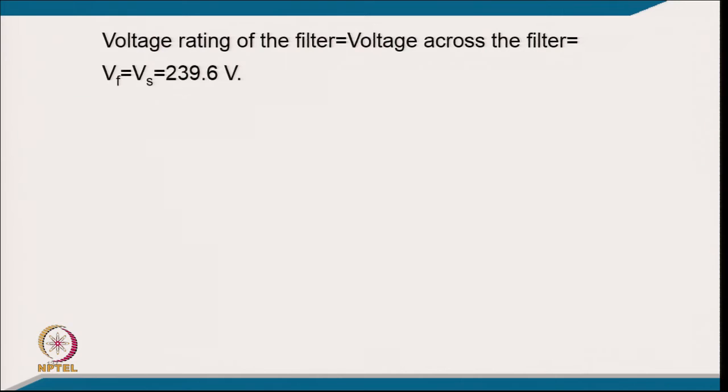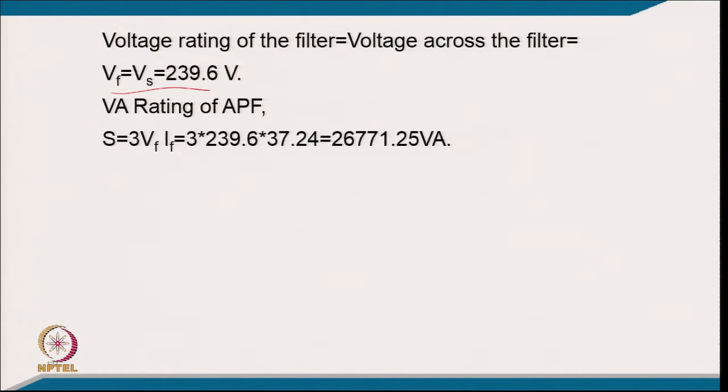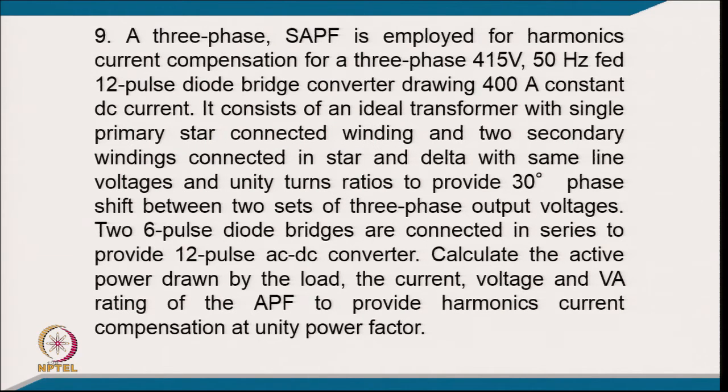The voltage across the filter, that is the point of common coupling voltage, is Vf equal to Vs, and that is 239.6 volt. So, the VA rating of the active power filter will be 3 Vf IF, that is 3 into 239.6 into 37.24, so it is about 26,771.25 VA. Now coming to another example, example number 9.